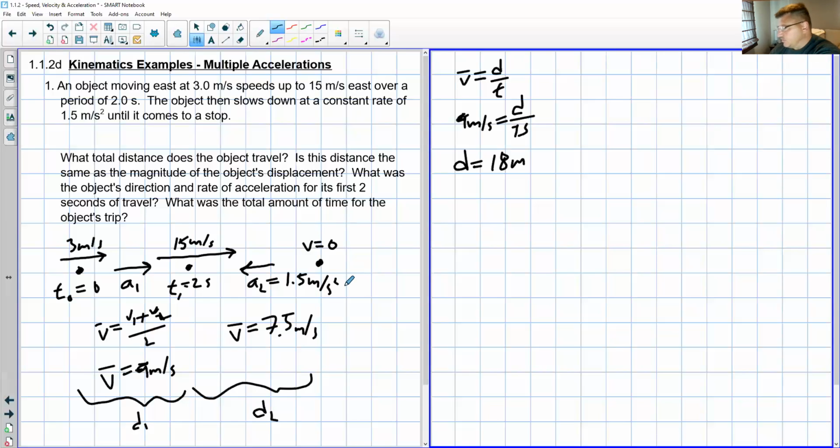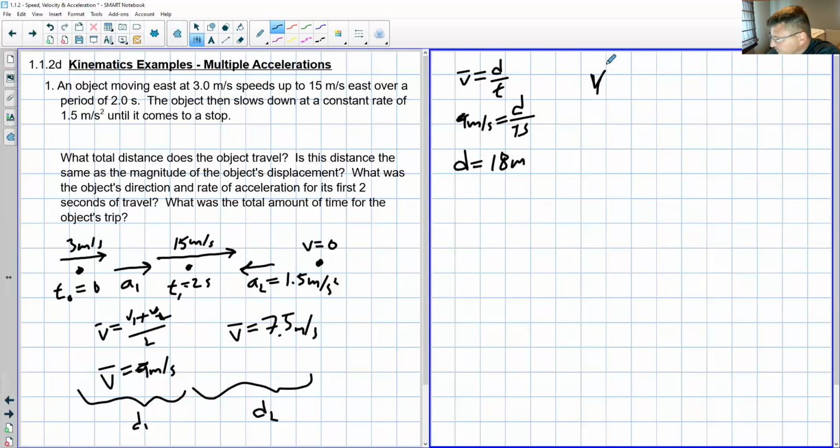Now, if I'm going to use the timeless equation here, you're going to have to be careful, right? So Vx squared equals Vx naught squared plus 2a. Kind of messy. Just give me a second. Getting used to writing it this way.